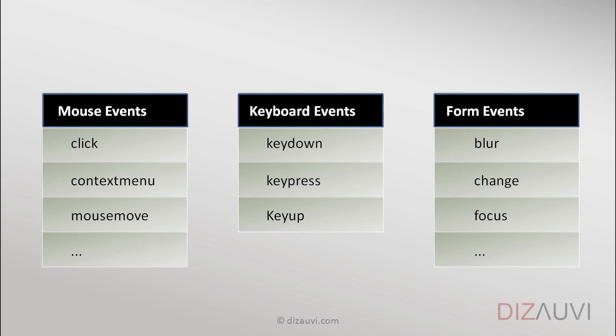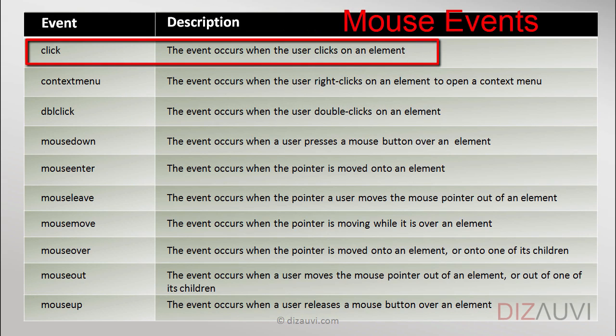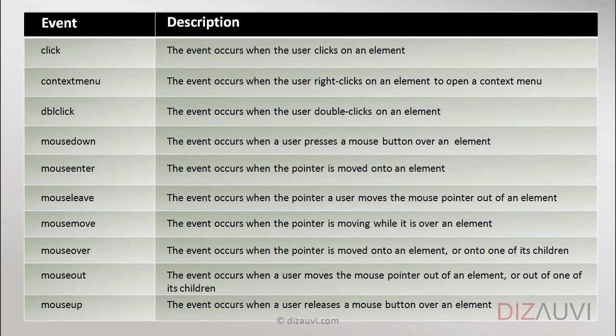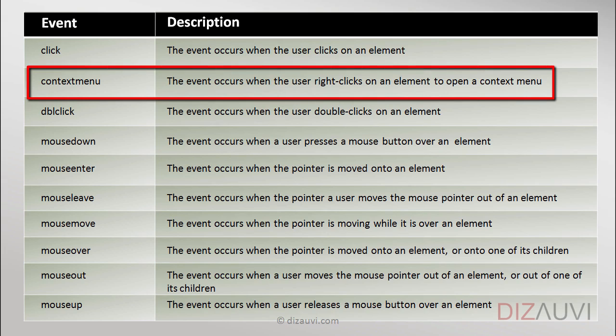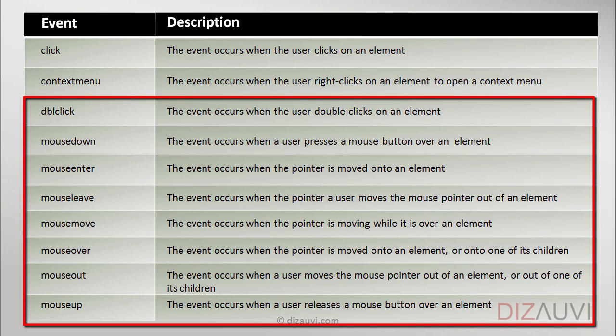Let's start with the events generated by the mouse. You can find these events by searching online. So I will quickly browse through the main events which are commonly used. The most important event generated by the mouse is the click event, which you have already seen. Then the context menu event is generated when the user right clicks on an element to open the context menu. You can go over this list of events on W3Schools or search online.